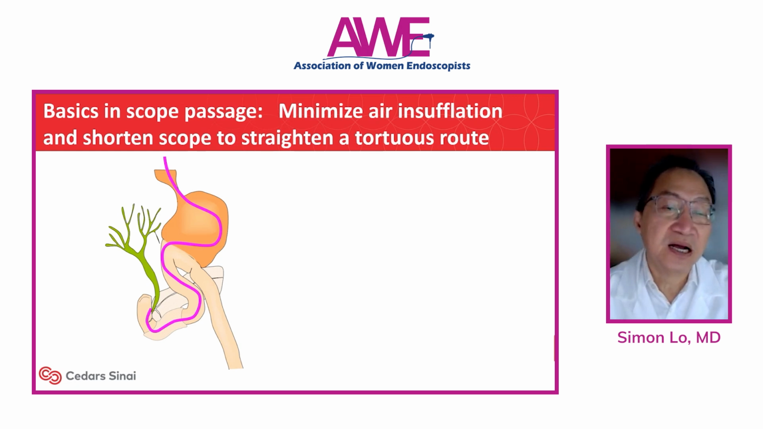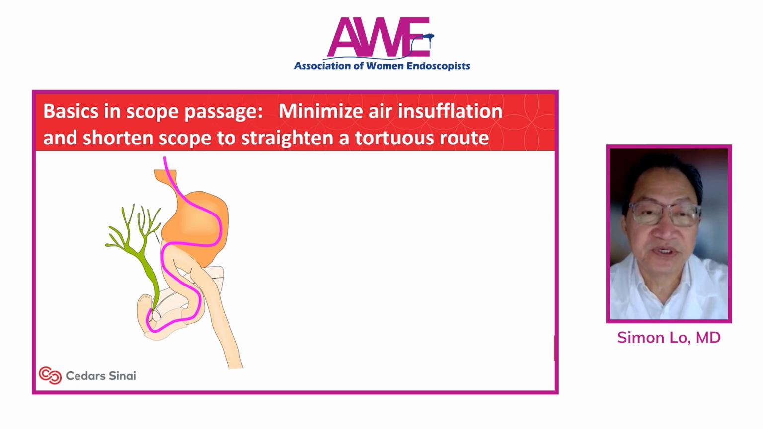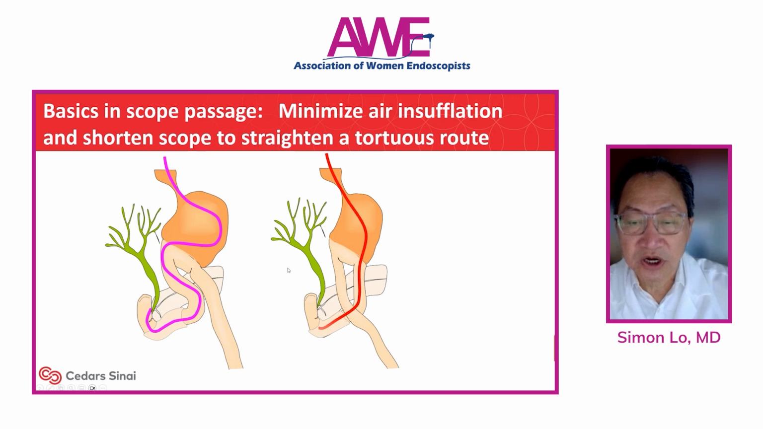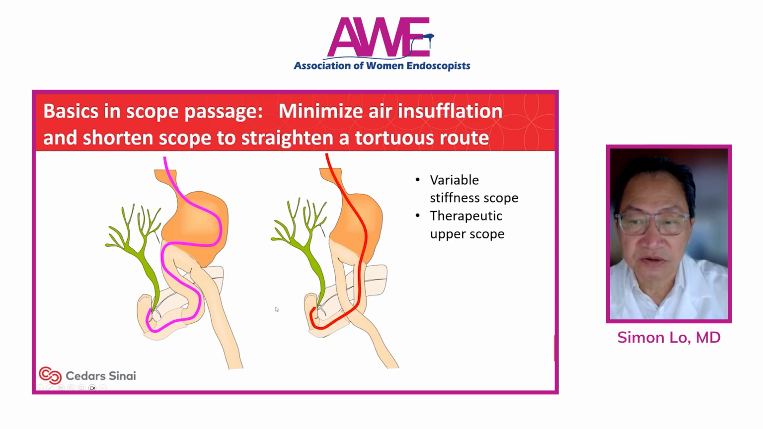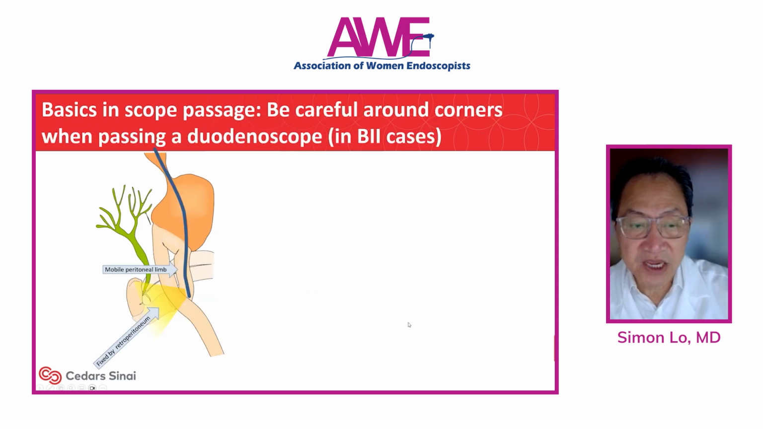In performing these types of procedures, one of the first things you need to do is to keep the scope straight and minimize the air insufflation, especially if you're going to use a shorter instrument, such as a duodenoscope for a Billroth II type procedure. If you distend the bowel and allow the tortuosity to take place, then it will be much harder to reach the proper location.